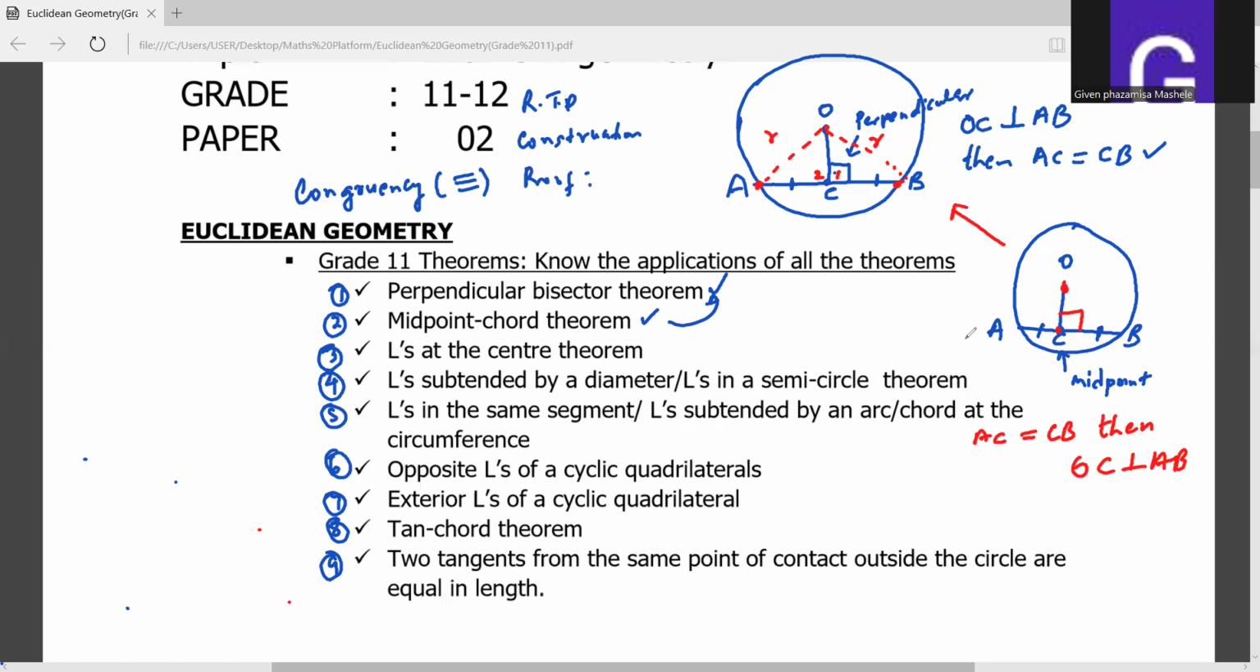And we still use congruency to prove this theorem, the midpoint chord theorem, ladies and gentlemen. So it's very important to know the theorem. It's very, very important to know the theorem.